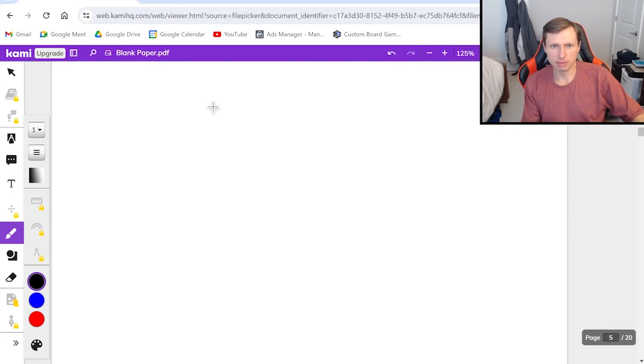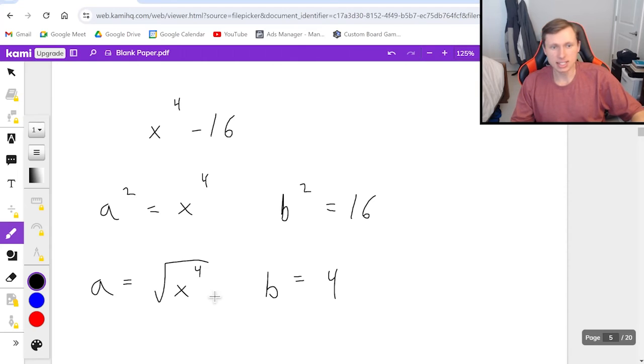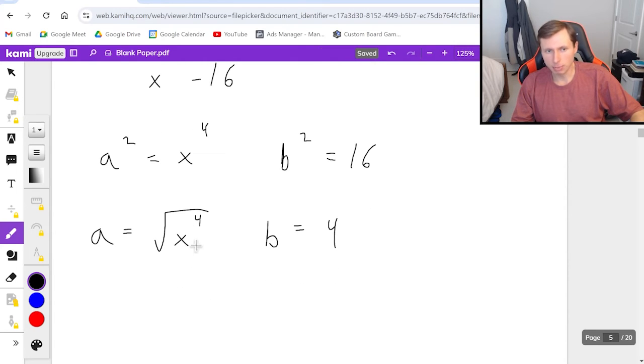Okay, now just a couple more today. This next one's going to be very difficult, so I'm going to help you. It's x to the fourth minus 16. So again, a squared is x to the fourth, and b squared is 16. B is easy enough, it's just the square root of 16, so 4. A is going to be the square root of x to the fourth, and in case you don't know what that is, you just divide your exponent by 2. So 4 divided by 2 is 2, it's x squared.